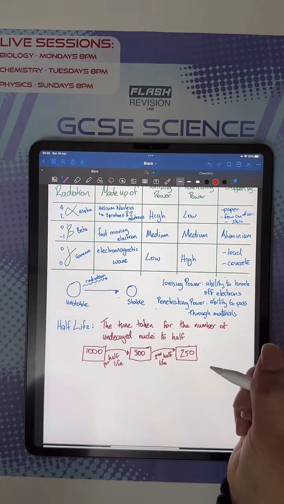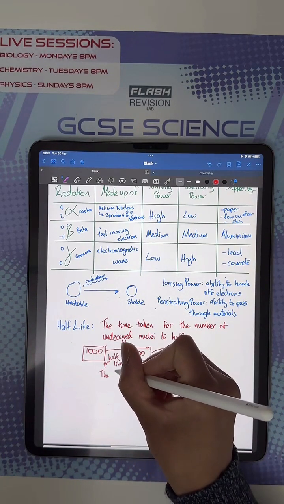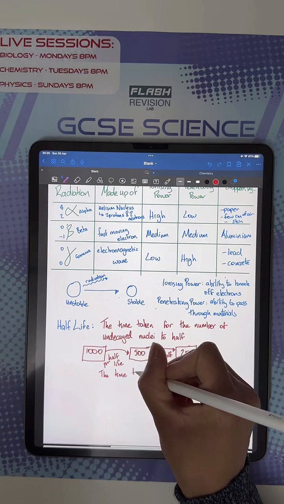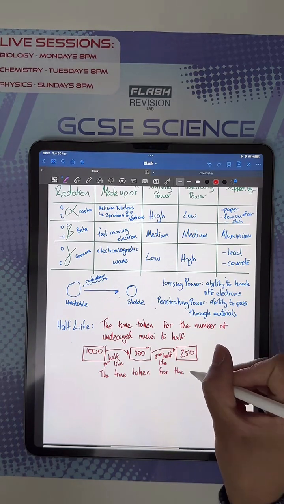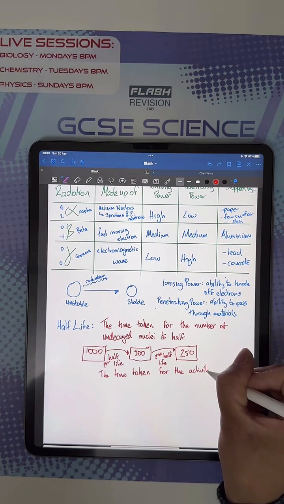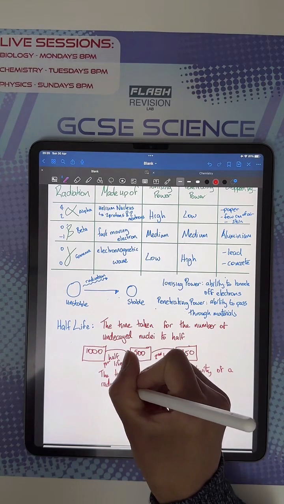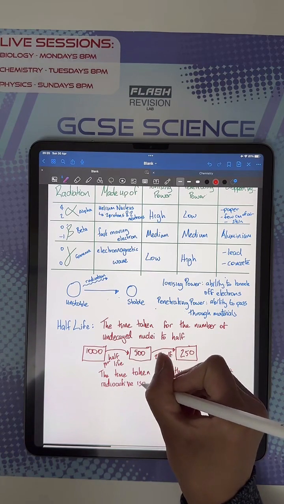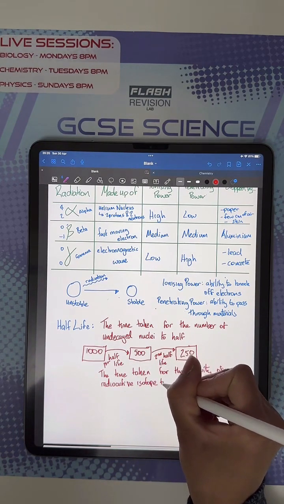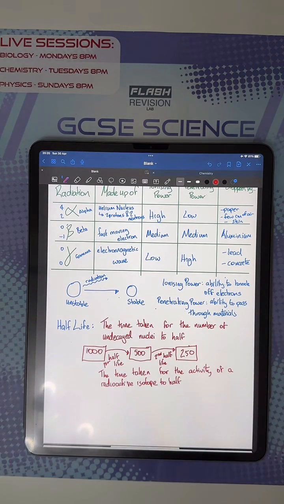So that's one definition. You can also word it like this. The time taken for the activity of a radioactive isotope to half. Either one's fine as well.